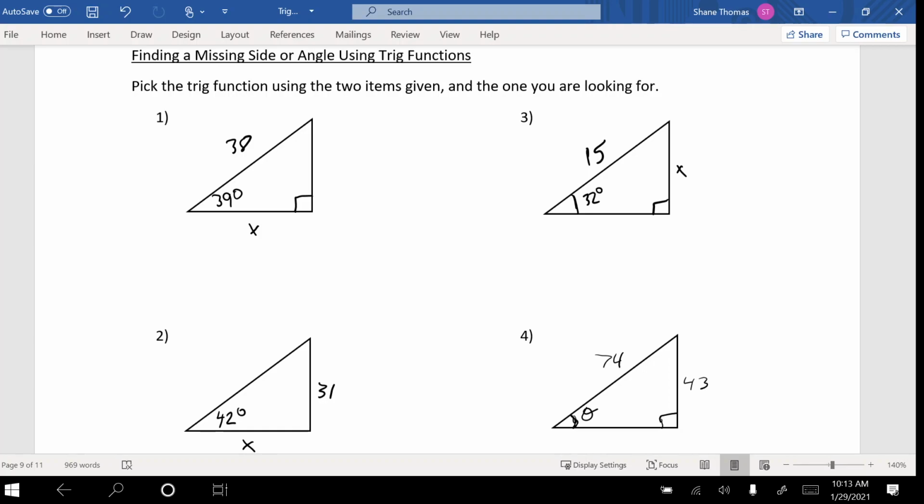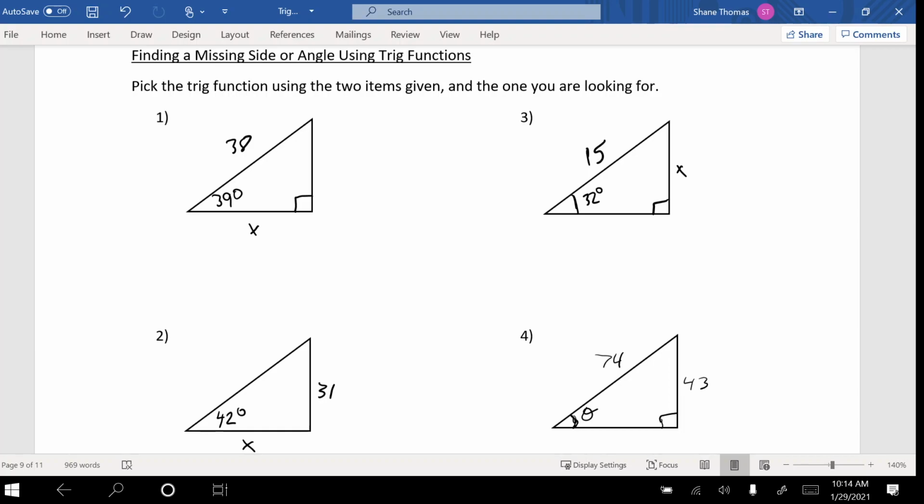Now, most times before this, if we had a right triangle and we were missing a side, we used the Pythagorean theorem, right? Problem was, you had to know 2 of the 3 sides. And in number 1 here, I know 1 side. That's it. So I can't use the Pythagorean theorem. But if I know a side and I know an angle, I'm in good shape. So when you're looking at this, the first thing you have to do is pick the trig function using the 2 items you're given and the one you're looking for.